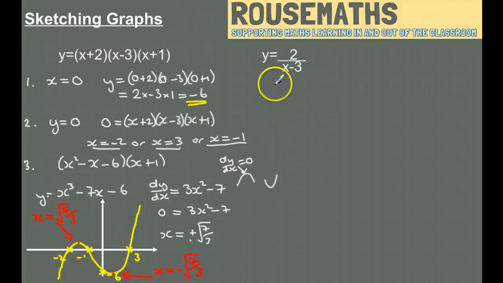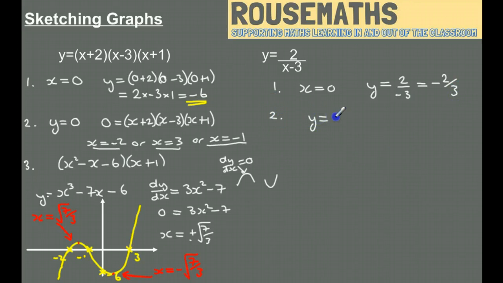If we go and do the same process for this one here, we've got x equals 0, which means that y is going to be equal to 2 over negative 3, or minus 2/3. So that's where it crosses the y-axis. For our x crossing points, y equals 0, and then 0 equals 2 over x minus 3. Rearranging that, you'll see that there is no x-intercept, no solutions, for this particular one. So we know that it won't cross that axis.